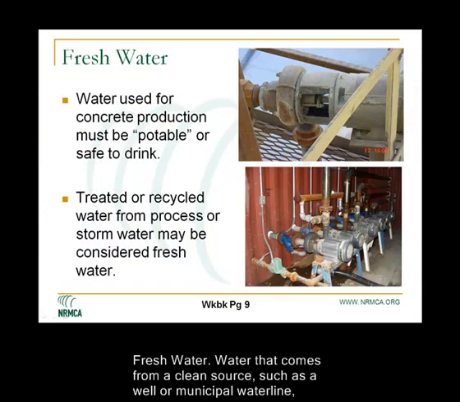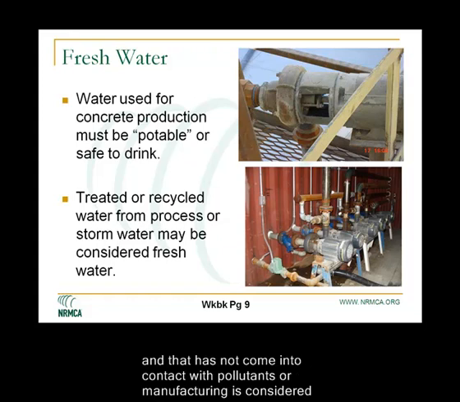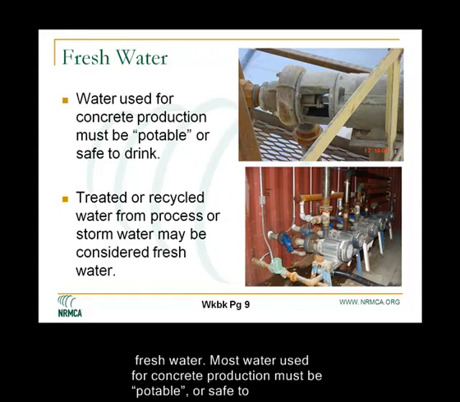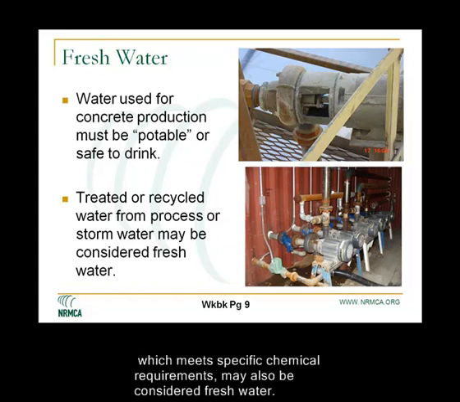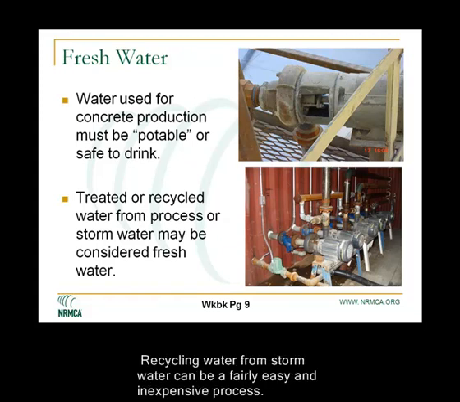Freshwater. Water that comes from a clean source, such as a well or municipal water line, and has not come into contact with pollutants or manufacturing, is considered fresh water. Most water used in concrete production must be potable, or safe to drink. Water that has been treated or recycled from process or stormwater and which meets specific chemical requirements may also be considered fresh water. Recycling water from stormwater can be fairly easily done and is an inexpensive process.